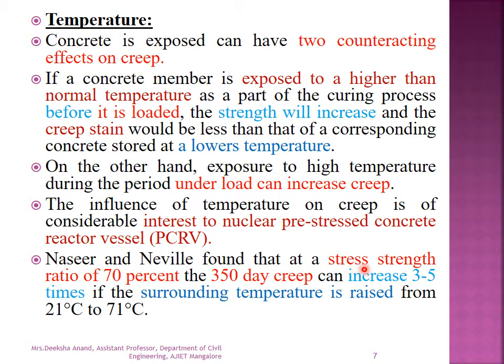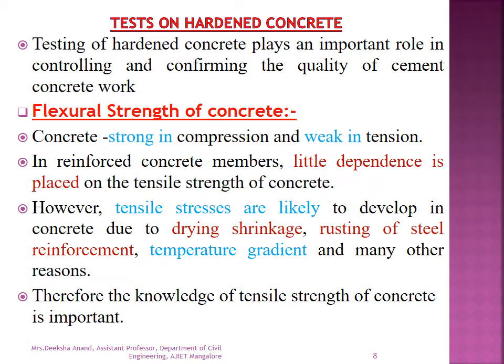So here the two scientists, Nazir and Neville, found that at a stress-strength ratio of 70%, the 350-day creep can increase 3 to 5 times if the surrounding temperature is raised from 21 degrees Celsius to 71 degrees, for hardened concrete.